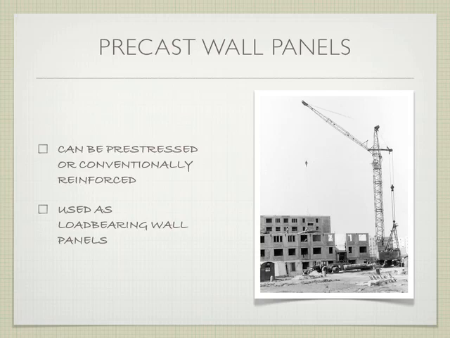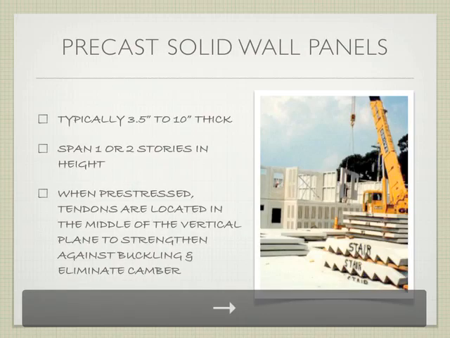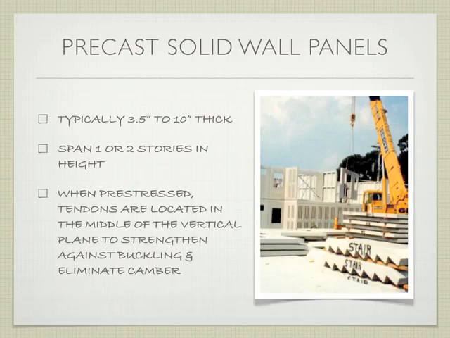They can be pre-stressed or conventionally reinforced. They're used as load-bearing wall sections, okay? Not particularly common around here, but they do exist. Typically, they're going to be 3.5 inches to 10 inches thick. They're going to span 1 or 2 stories in height. And if they're pre-stressed, the tendons are going to go right through the middle, not off-center. You don't want a camber. You don't want a bow. They're going to be straightest if they're right in the center, and that'll protect them against buckling.